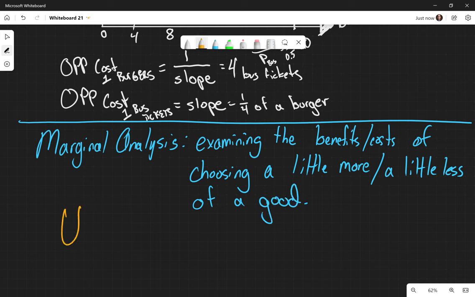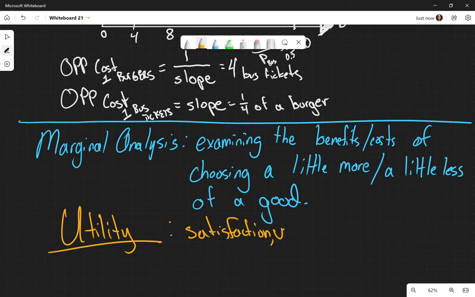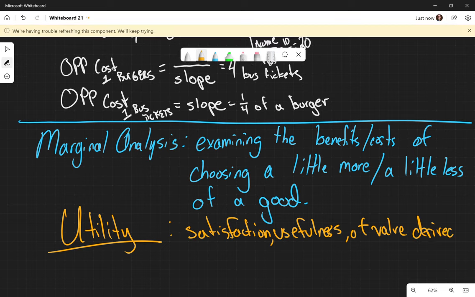One of the terms that we need to know when we're talking about marginal analysis is this term called utility. Utility in economics is the satisfaction, usefulness, or value derived from consuming goods or services.